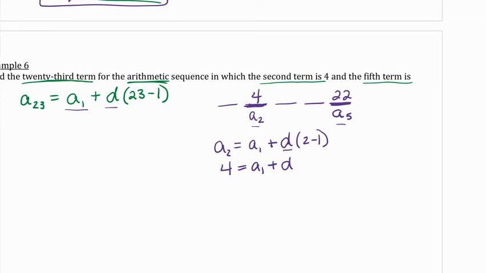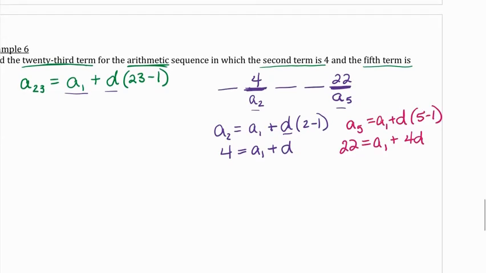Then we also know our 5th term. So I could say A5 is the first term plus d times 5 minus 1. Again, we know the 5th term is 22, so 22 equals the first term plus our common difference times 5 minus 1, which is 4, so d times 4, or 4d. Now that we've got those 2 equations, we've got a system of 2 equations. You can use substitution or elimination, whichever one you prefer to solve. This one is nicely set up for substitution if you want to do that.